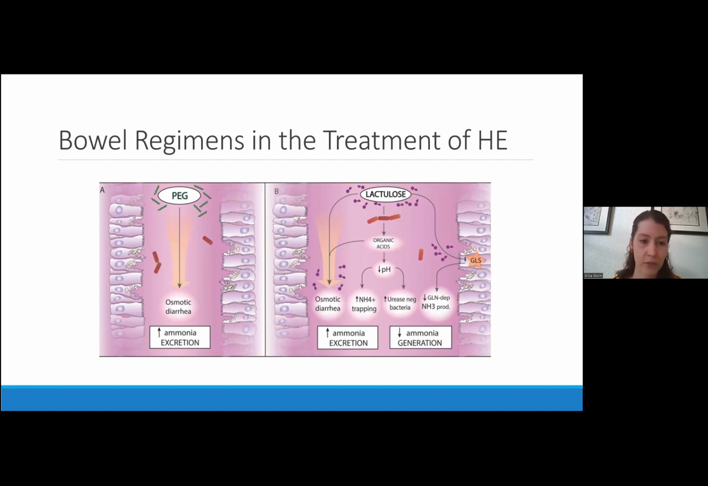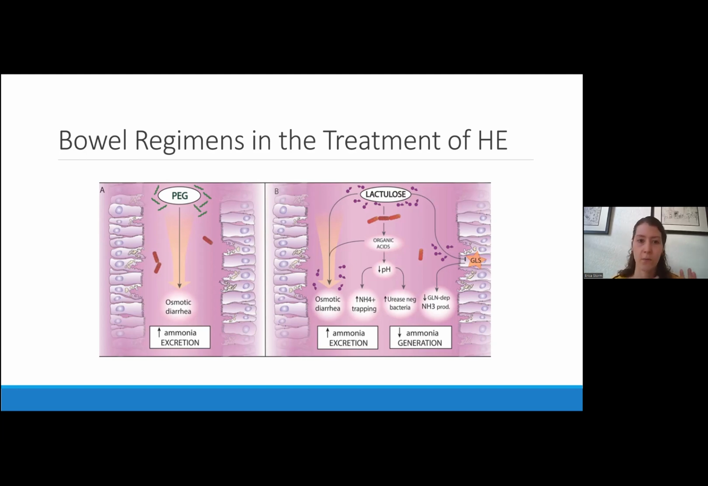First, of course, lactulose has its own component of osmotic diarrhea, but it also gets converted by the normal gut flora into organic acids, and that drops the overall pH of the colon, causing ammonia trapping to further promote ammonia excretion. And that lower pH also favors urease negative bacteria, which don't generate as much ammonia as other colonic flora. There's also a third component, which is less understood, about reducing glutaminase dependent ammonia production, but I'm going to skip over that because we don't really understand how it works.